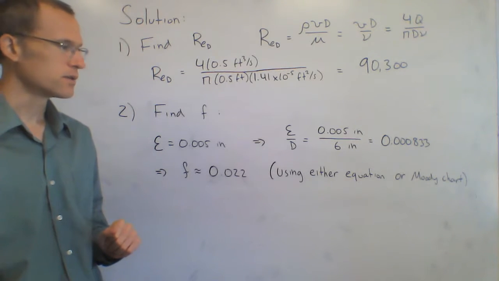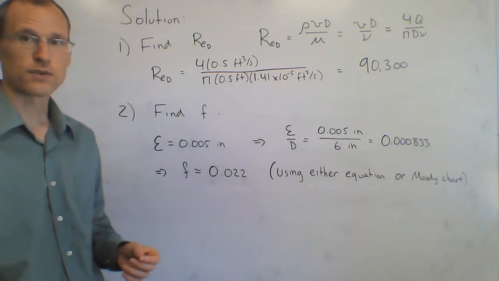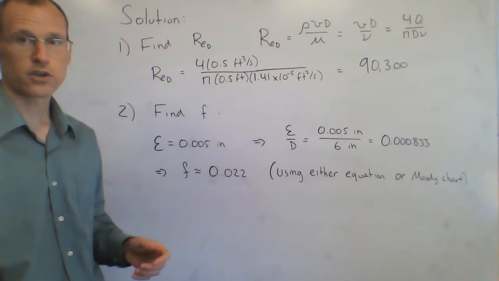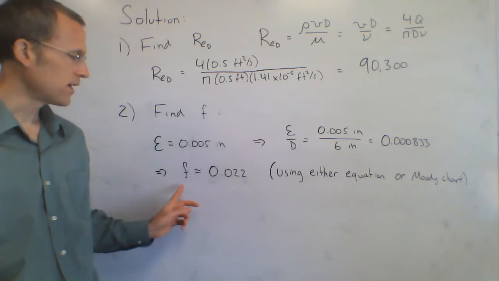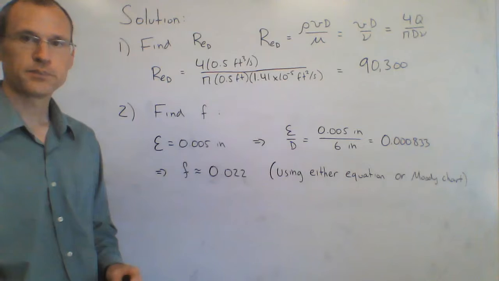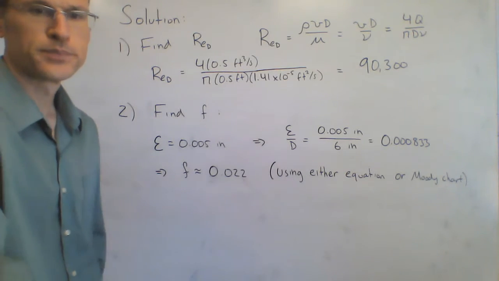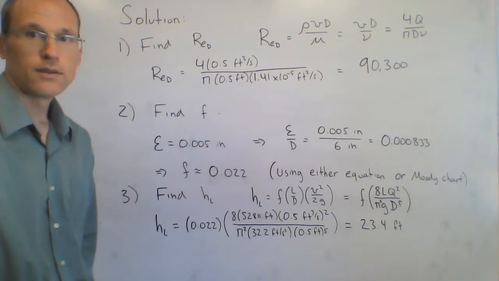And then I can use either equation, so I can either iterate or use the approximate equation or look at the Moody chart, and either way should end up with an f value that's 0.022, or at least close to that. And then finally find the head loss.